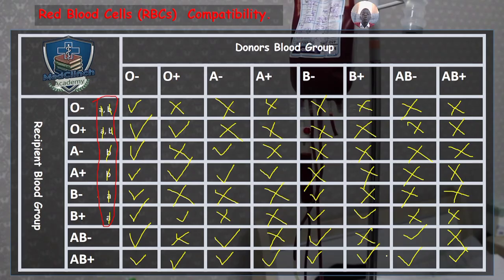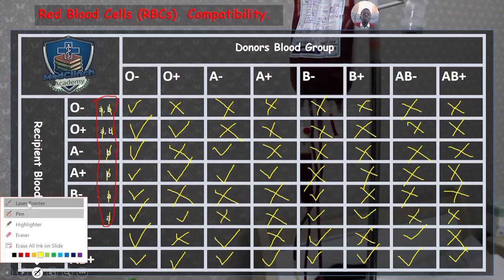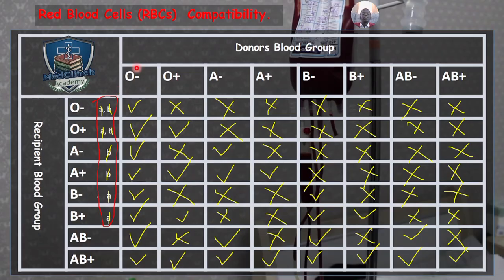So we have used 4 rules to completely fill this table. It was very easy. So rule number 1, O negative is universal donor. Rule number 2, AB positive is universal recipient. You can see. Rule number 3, Rhesus negative recipient should never be exposed to Rhesus positive blood. Using that phenomenon, you're going to cancel out the positive. So for instance, O negative cannot receive positive blood.